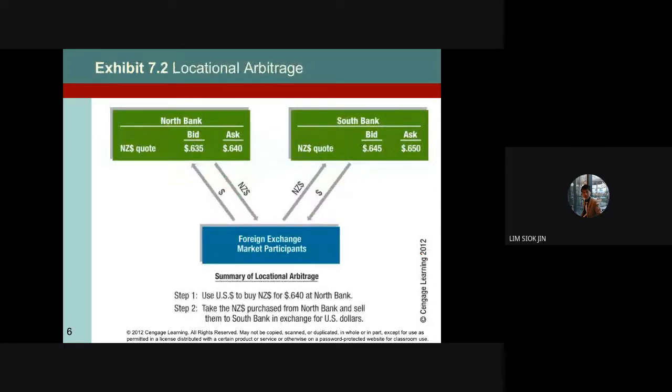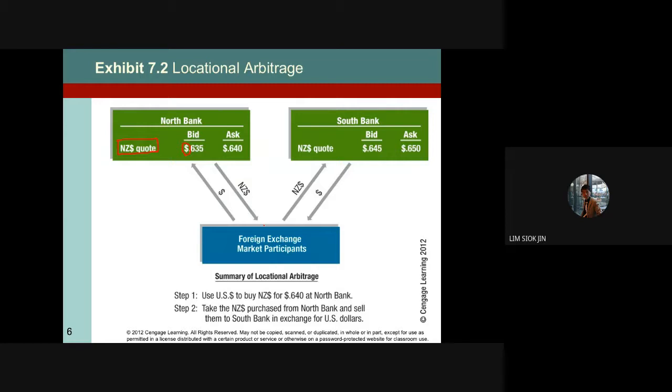So take a look at a more appropriate locational arbitrage. For the example to work, let's look at North Bank and South Bank. These two banks sell New Zealand dollar. New Zealand dollar is quoted in US dollar. So you can see again, bid, ask. Bid and ask mean how much the bank will sell or buy New Zealand currency from you.